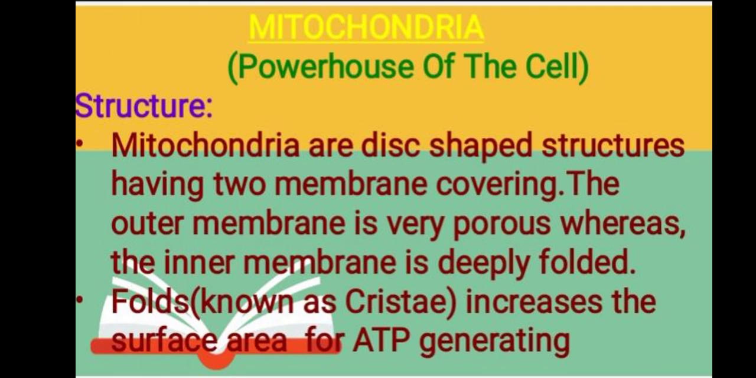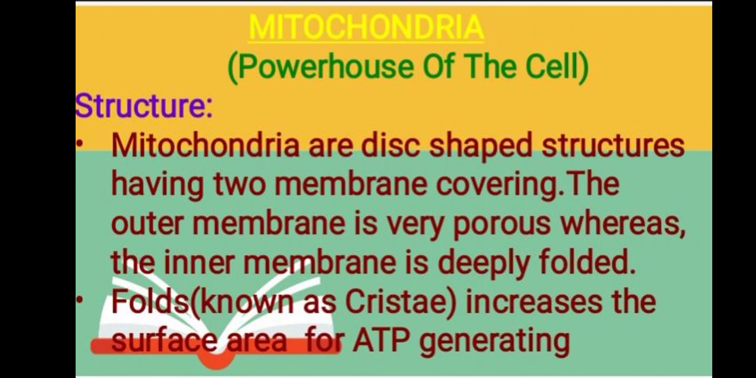Now we have reached the next organelle, mitochondria, which is also called the powerhouse of the cell. In the word mitochondria, mito means thread and chondrion means granule. Mitochondria were first observed by Rudolf Kolliker in 1880 in the striated muscles of insects. The term mitochondria was actually coined by Benda in 1897.